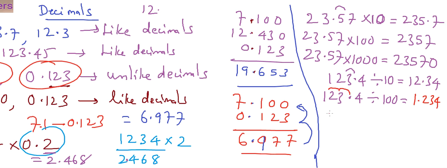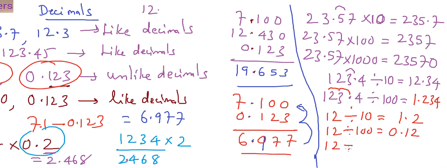Okay, suppose it's 12, so 12 divided by 10. Again, as I said, the point is at the extreme right, so shift 1 decimal place to the left, so it becomes 1.2. So 12 divided by 100 is 0.12, because the point comes here, 1 2, so no whole number part, so 0.12, add 0 for the whole number part.